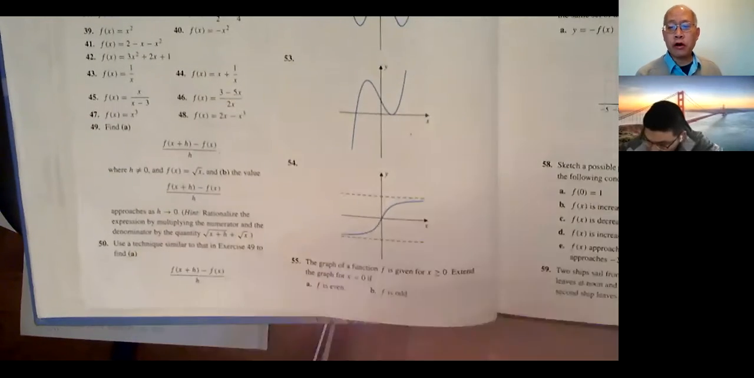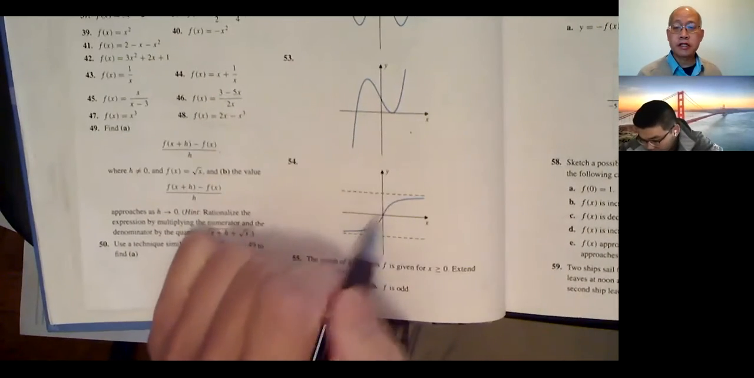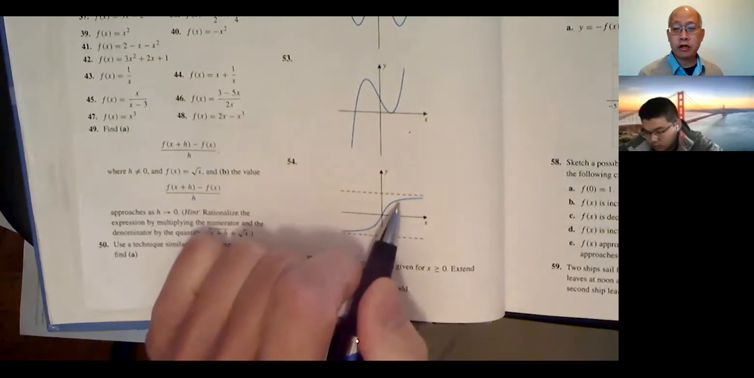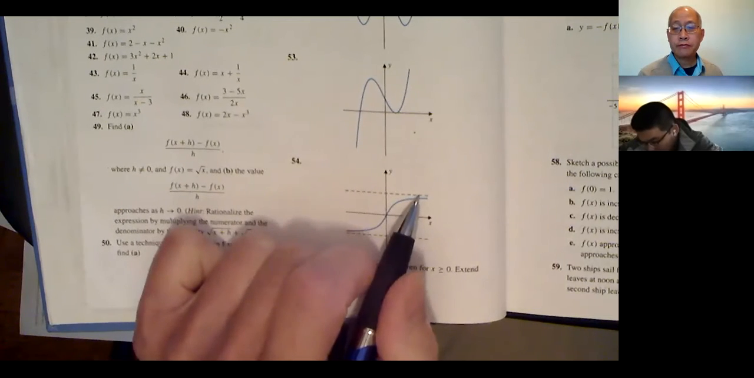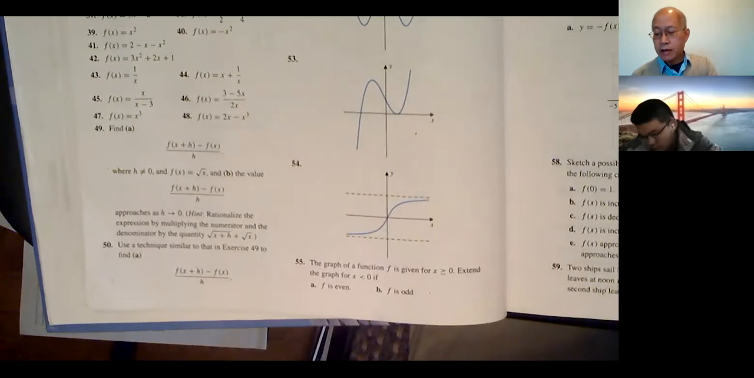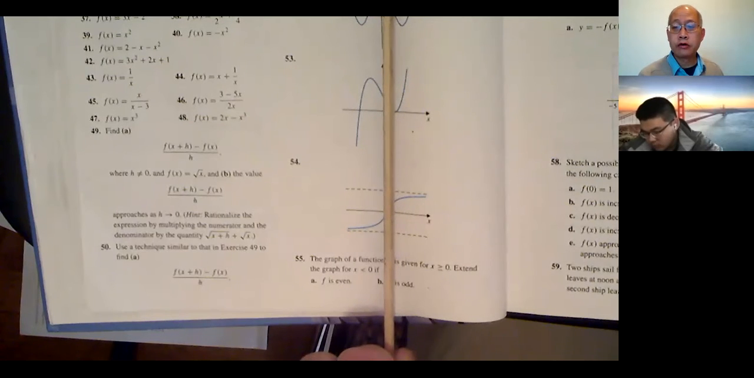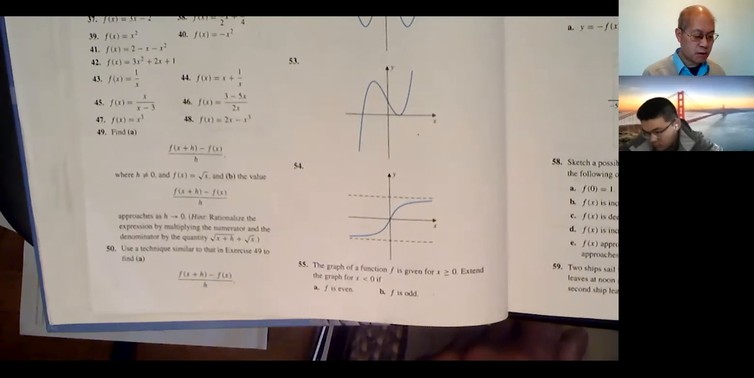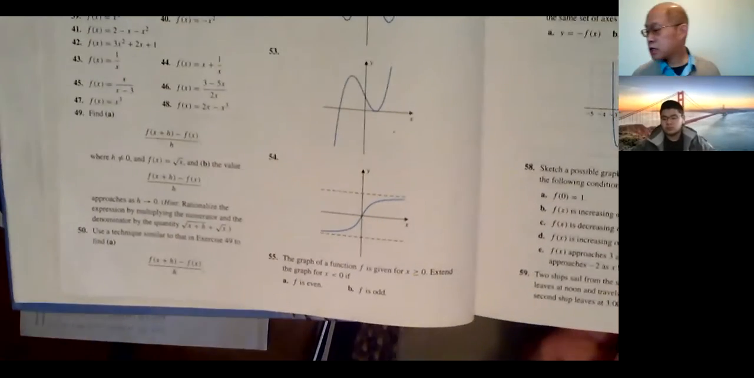Okay, and 54 has origin symmetry, so it's considered an odd function. Okay, so if I take a point like this, it reflects over to there. If I take a point like that, it would reflect over there. Okay, so 54 is odd. It's not even. It is not symmetric with respect to the y-axis, right? You don't have a mirror image across the y-axis like that. Okay. So I just want to share with you that one.